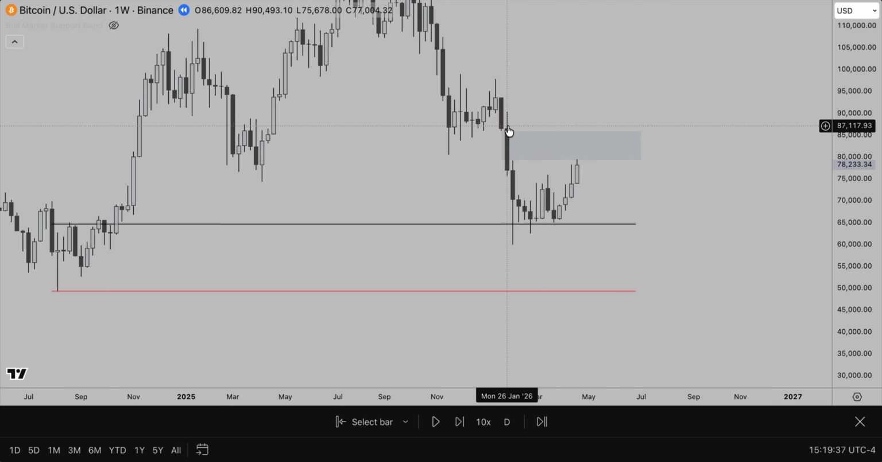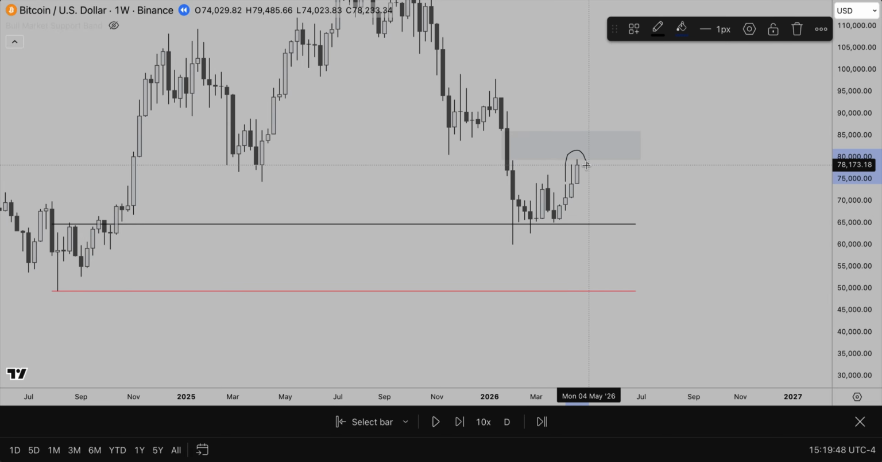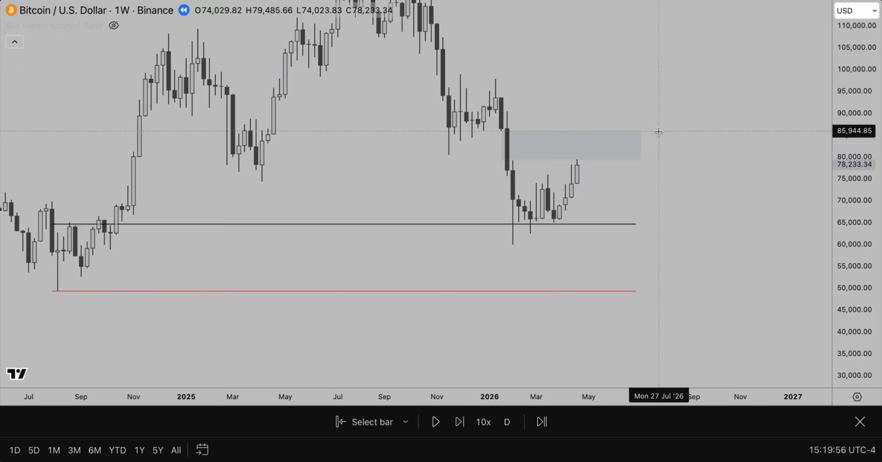We can see this fair value gap. This fair value gap from this area to this area between 79,000 to 85,000. That's another key area. So we're anticipating BTC to come into this level down here, and the possibility it can come all the way up to 86,000, for example, 85,000. So that's where we want to look next.